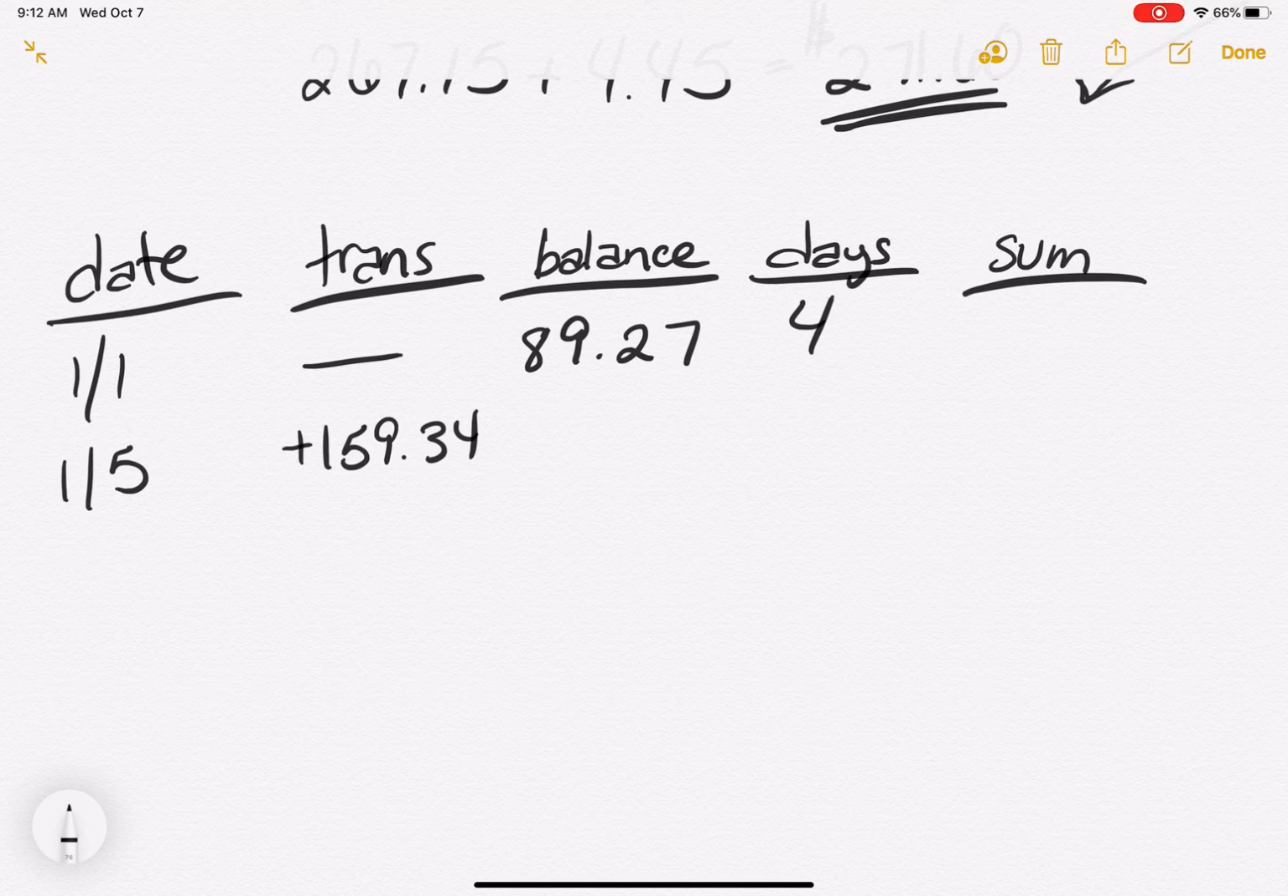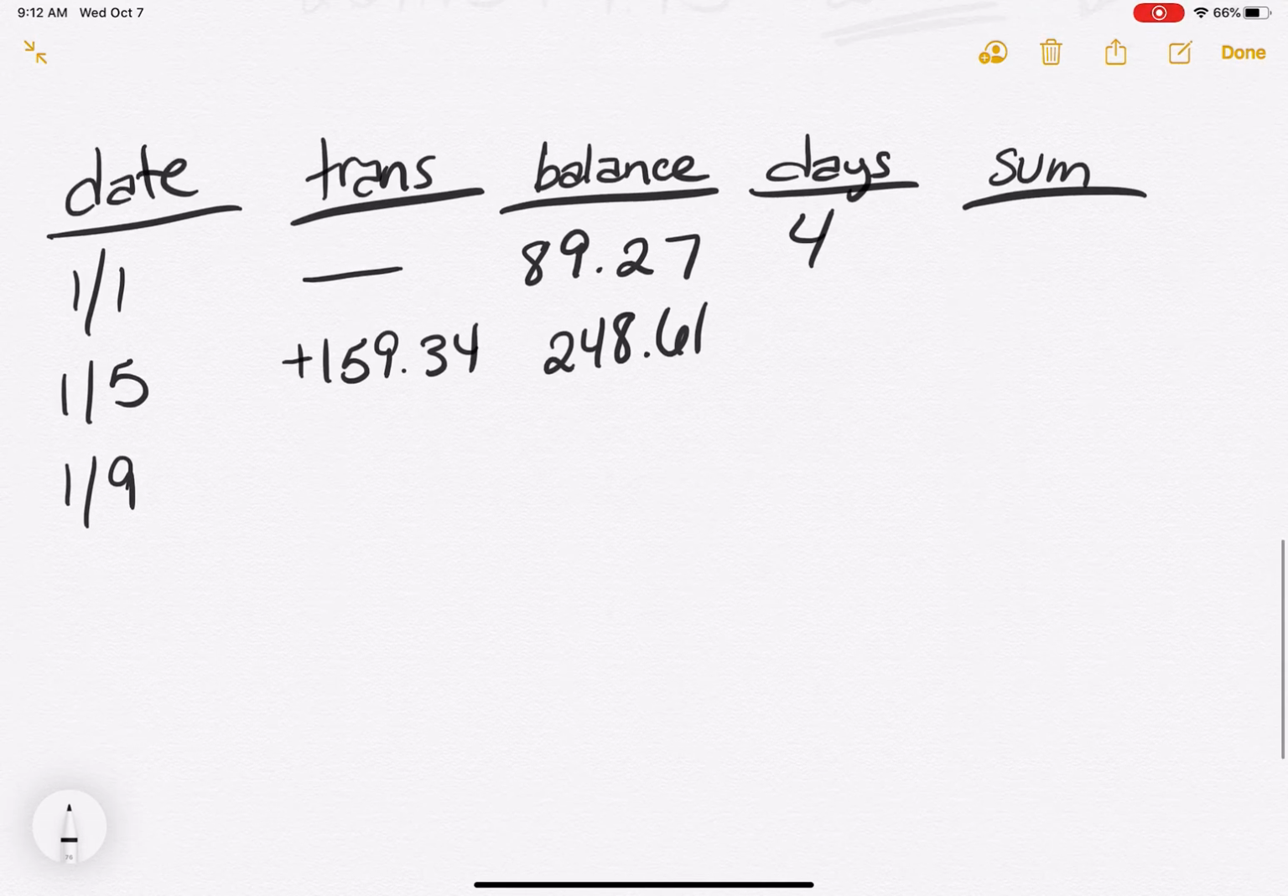248.61. The next thing that happened was on 1-9. So how many days was it 248.61? 4. On 1-9, we had another purchase of 108.45. So that brings our balance to 357.06.